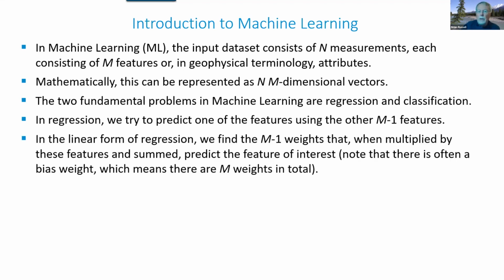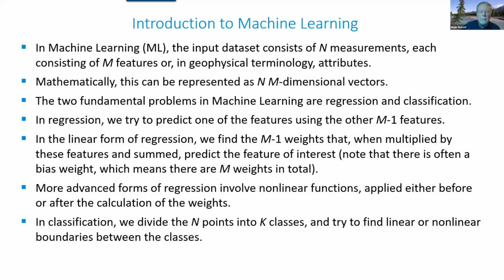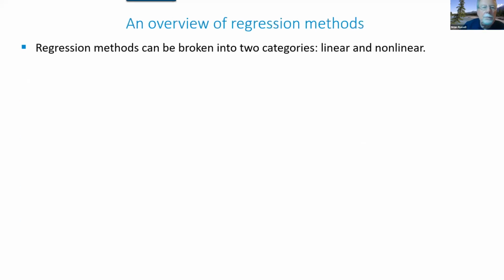In the linear form of regression, we find the m-1 weights, which when multiplied by these features and summed, predict the feature of interest. There's often or usually a bias weight, which usually means there are m weights in total. More advanced forms of regression involve nonlinear functions applied either before or after the calculation of the weights, and that depends on the type of algorithm you're using. Now, in classification, we divide the data points into K classes and try to find either linear or nonlinear boundaries between the classes. But in my talk today, I'm going to focus just on the regression problem.